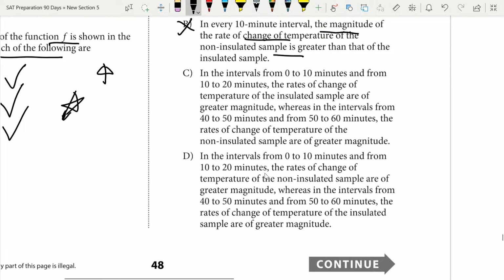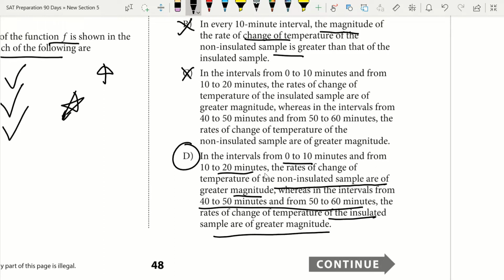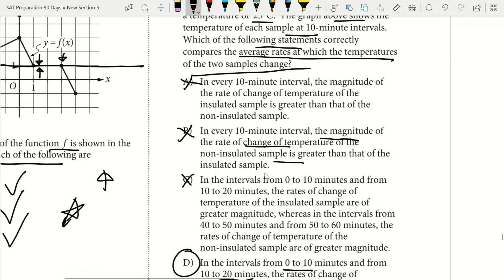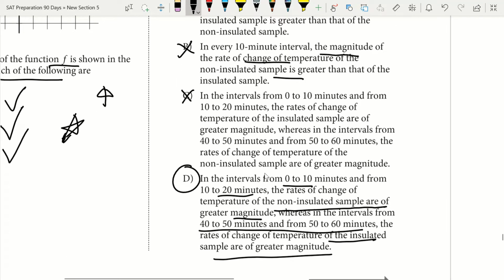Okay, so let's look at option C. In the intervals from 0 to 10 minutes and 10 to 20, the rates of change of temperature of the insulated samples are of greater magnitude. Okay, that's incorrect. We know that in those first intervals, 0 to 10 and 10 to 20, the rates of change of the temperature of the non-insulated sample are of greater magnitude. And then in 40 to 50 and 50 to 60, the rates of change of temperature of the insulated sample is of greater magnitude. So D is going to have to be our correct answer for question 27 because it's correct according to the data in the graph. So D is our correct answer there.